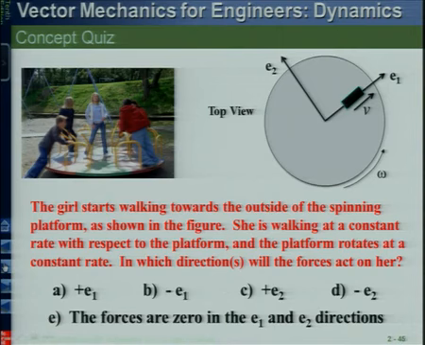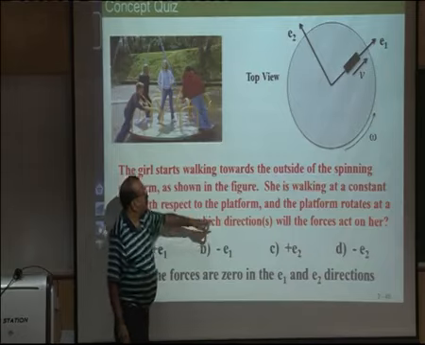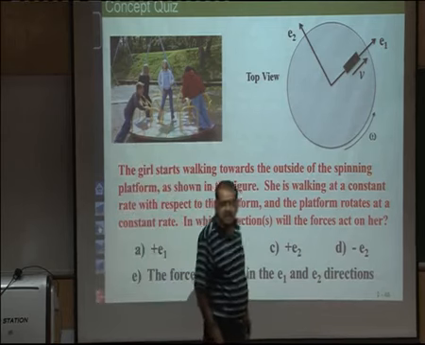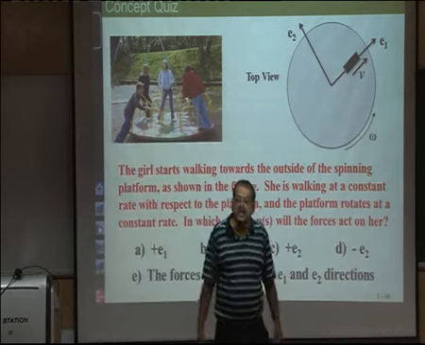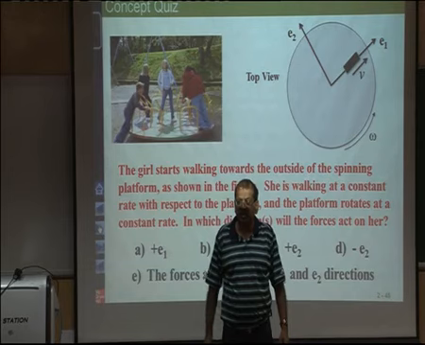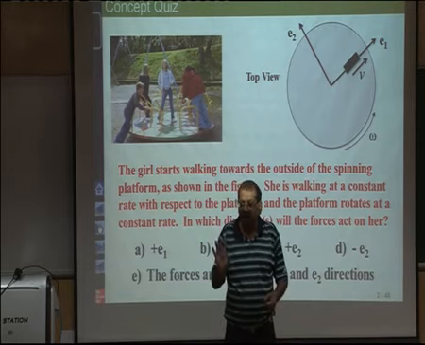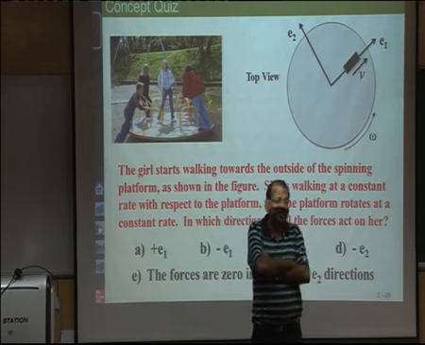So what direction will it be? So one of the answers should be minus e1. Now what about in the e2 direction? Let's see. Will there be a force in the e2 direction? Because theta dot is given to be constant, the alpha component is 0. Will there be a force in the theta direction?